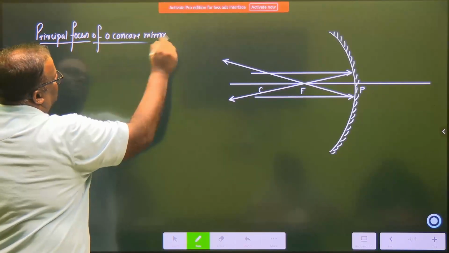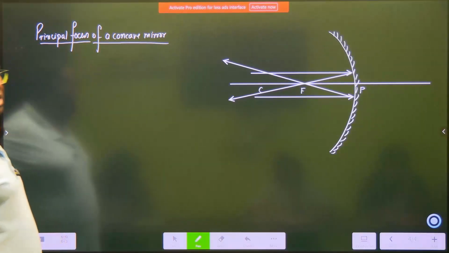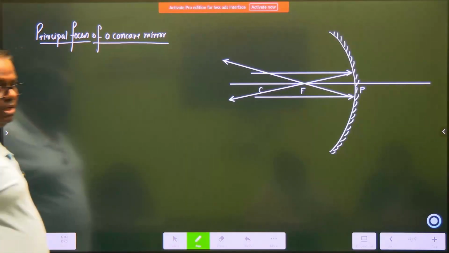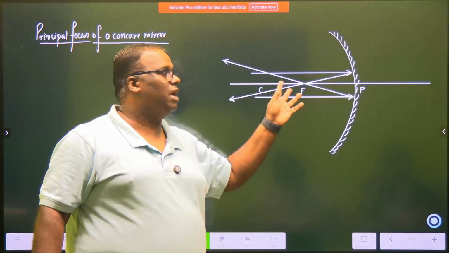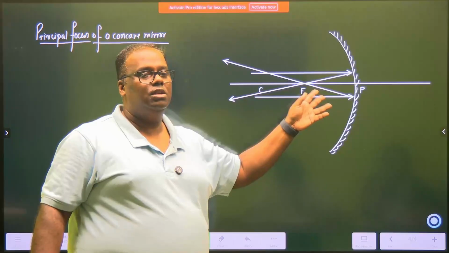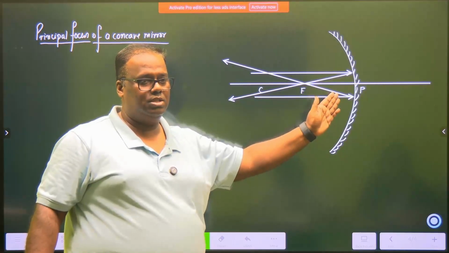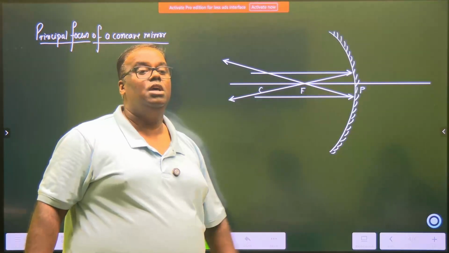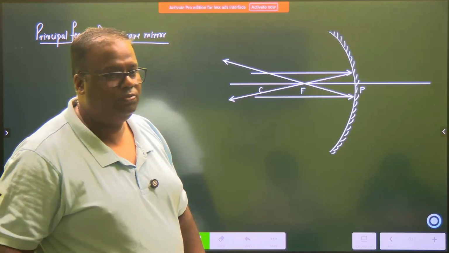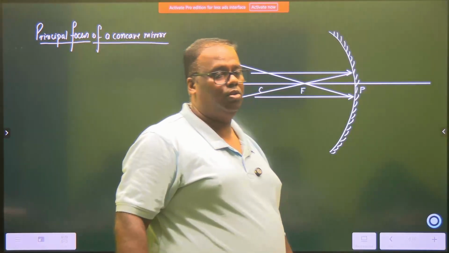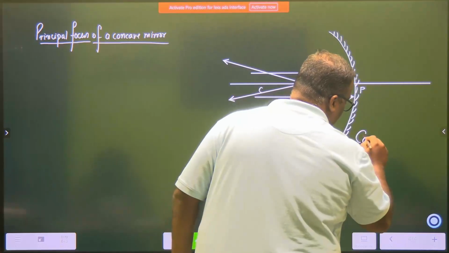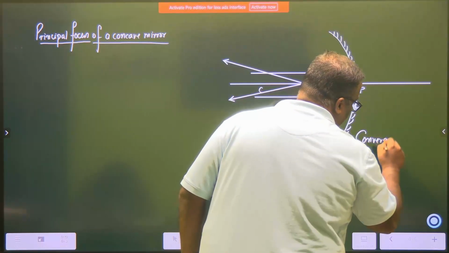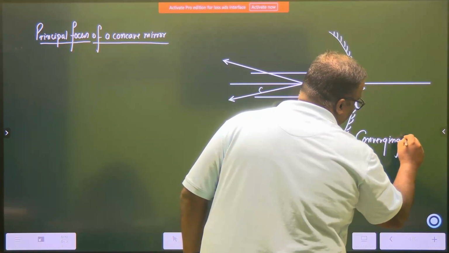Get the facts correct. Nobody will ask you his definition. The principal focus of a concave mirror is a point on the principal axis at which para-axial rays parallel to the principal axis converge upon after getting reflected from the concave mirror. They converge upon it, and that's one of the reasons that this mirror is also called a converging mirror.